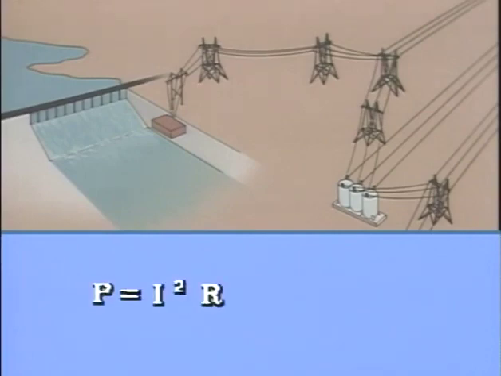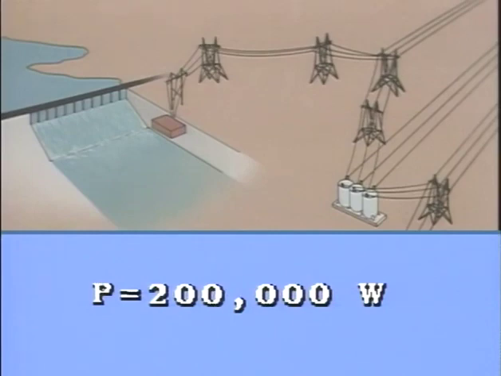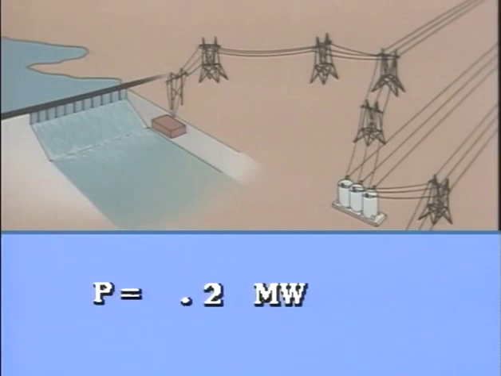Now this current value can be used in the equation P equals I squared R, and power loss due to line resistance can be calculated. Substituting the values for current and resistance, the equation reads P equals the quantity 200 squared times 5. Squaring 200 gives us 40,000 times 5. 40,000 times 5 equals 200,000 watts. This can be converted to 0.2 megawatts of power loss in the 50-mile line.